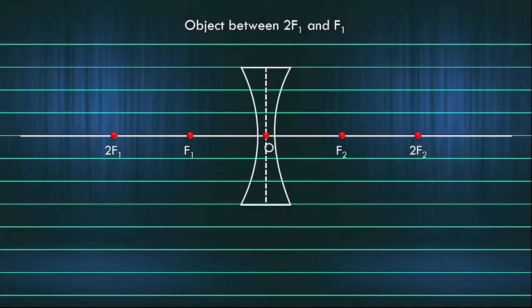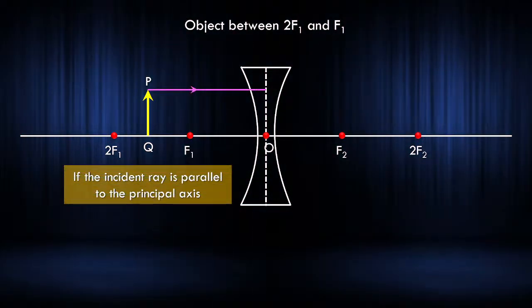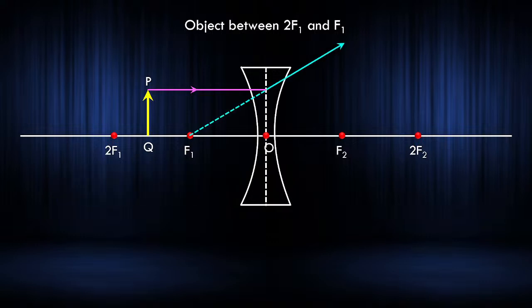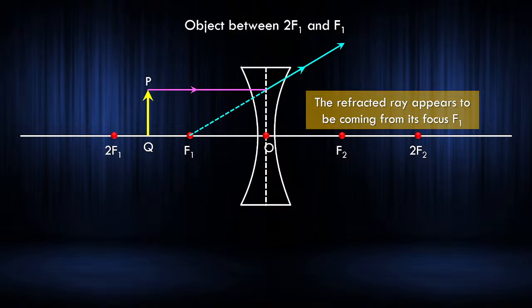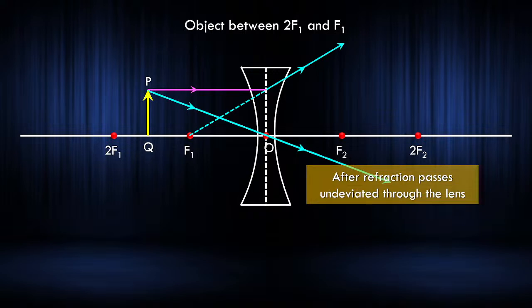Second, if the object is kept between 2F1 and F1, suppose this is the position of the object PQ. This is the incident ray. Now tell me, where will the refracted ray be from? Appears to be passing from F1. Correct? Next, second ray, how will I draw? It passes through the optical center. So which two rays will intersect? Now the second ray I am drawing like this. Do you understand? Did you see two rays intersecting here?